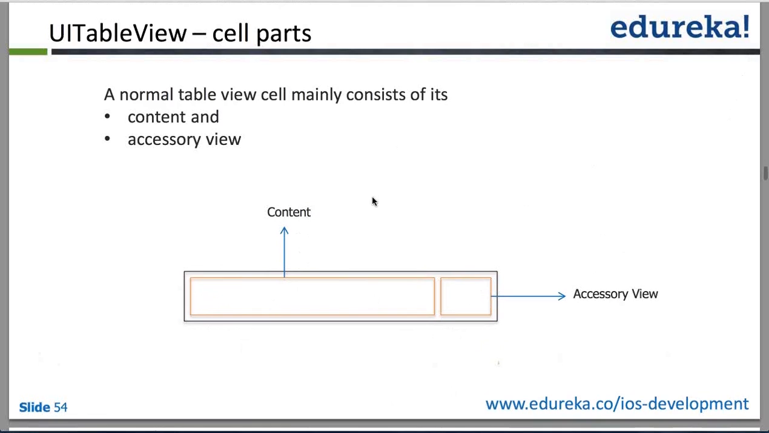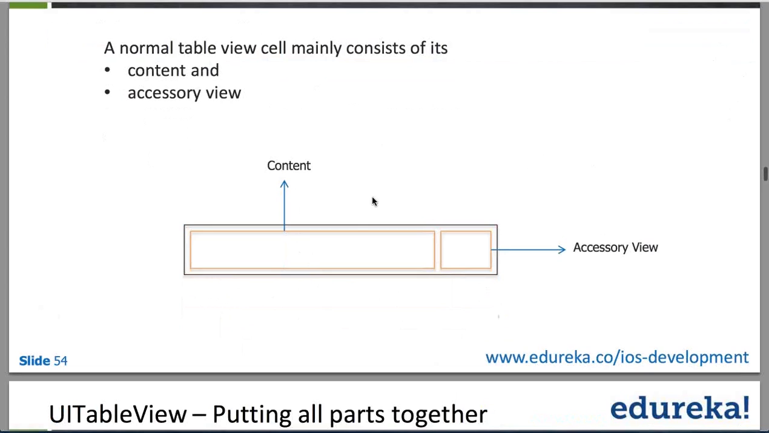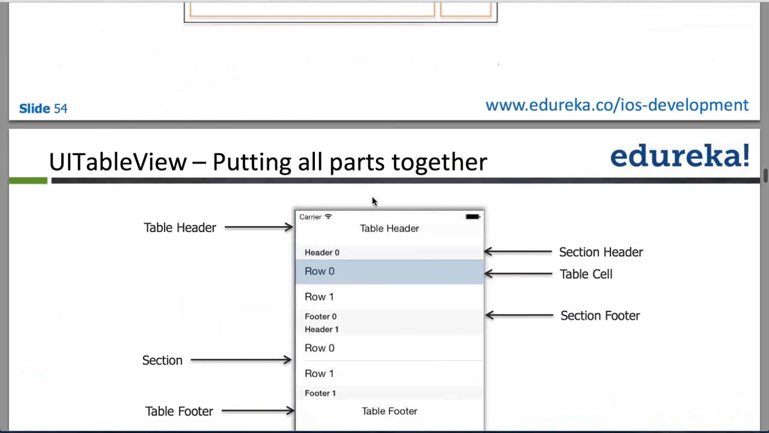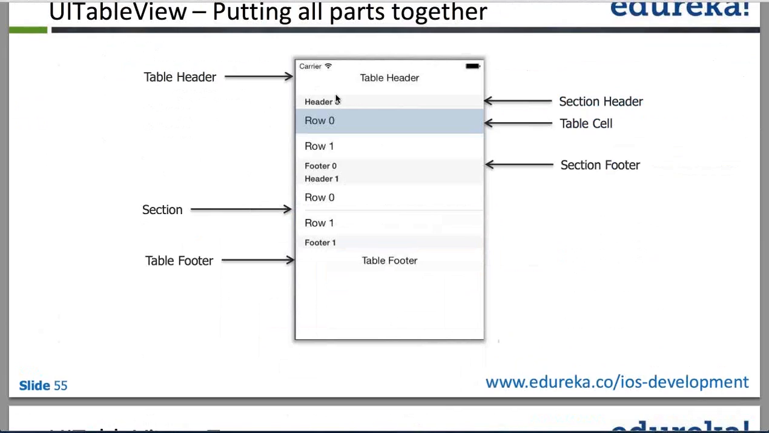If you put everything in one place, this is how it looks. The table header is here, the table footer is here. For each and every section, you will have a header and footer again. This is the header for section 0, this is the footer for section 0. This is the header for section 1, this is the footer for section 1. And these are the rows. All the sections and rows are 0-indexed, starting from 0, 1, 2, and so on.